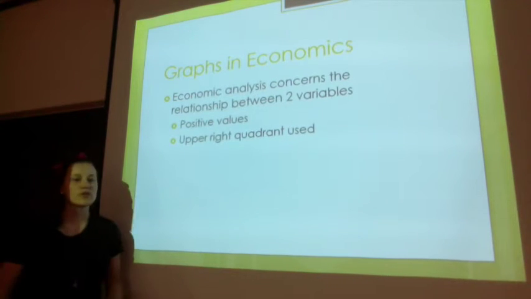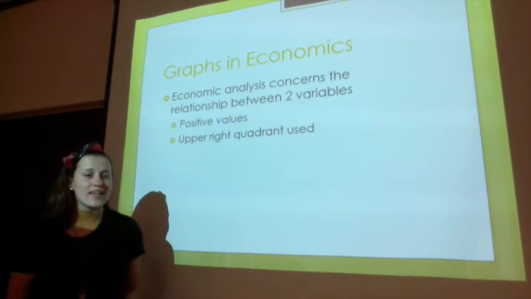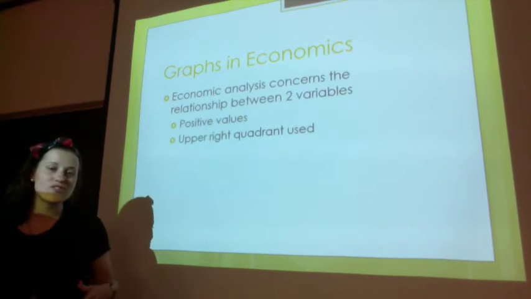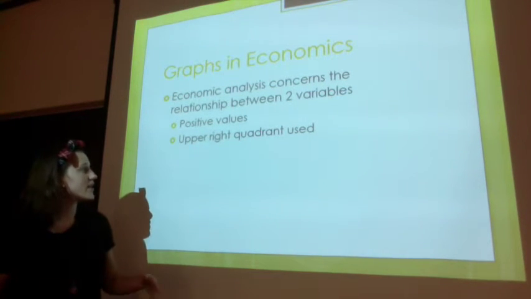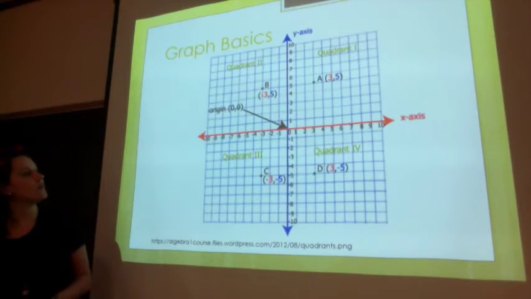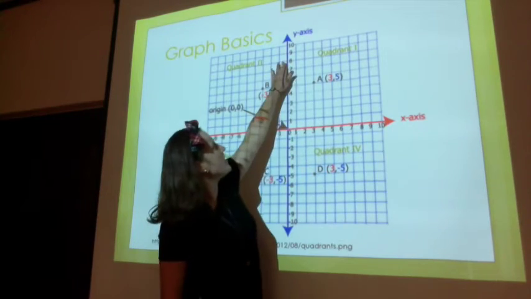In economics, we're usually talking about things such as money, the price of different items, or how many items you're selling. So these are usually positive values. And because of this, we usually only use the first upper right quadrant, which is this L-shaped quadrant right here.